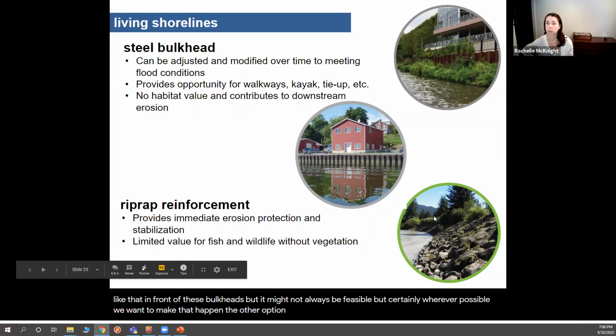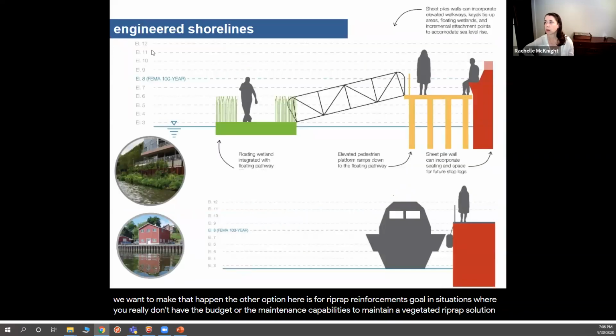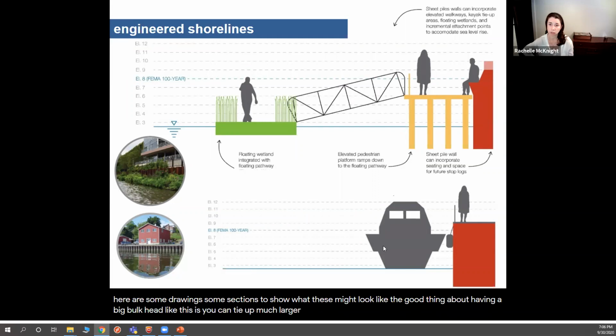The other option here is for riprap reinforcement, and that can be practical in situations where you really don't have the budget or the maintenance capabilities to maintain a vegetated riprap solution. Here are some drawings, some sections to show what these might look like. The good thing about having a big bulkhead like this is you can tie up much larger vessels, boating, marine vessels, than you could certainly at a living shoreline. Living shorelines are, in some cases, very good for things like canoes and kayak launches.